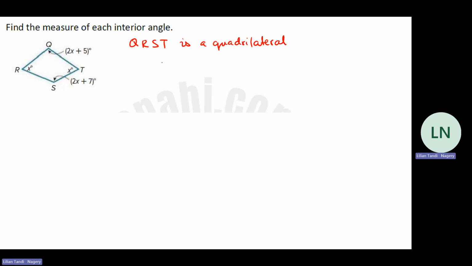Then we also know the formula for finding the sum of interior angles is S equals to N minus 2 times 180. And the number of sides is 4. 1, 2, 3, 4. So N is 4. We minus 2. We multiply by 180. 2 times 180 gives us 360 degrees. But that's not our answer. This number is supposed to help us to find that. So we move on here.